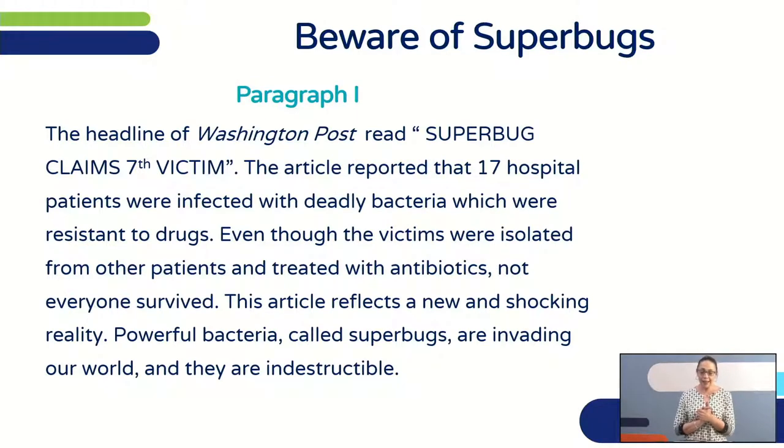So, the headline of the Washington Post read, Superbug claims 7th victim. So here we have the 7th victim. The article reported that 17 hospital patients were infected with deadly bacteria which were resistant to drugs. So here the number 17 goes back to the number of patients who were infected with deadly bacteria which were resistant to drugs. Even though the victims were isolated from other patients and treated with antibiotics, not everyone survived. So the number of infected people is 17, and the number of deaths is 7. So the people who died are 7.